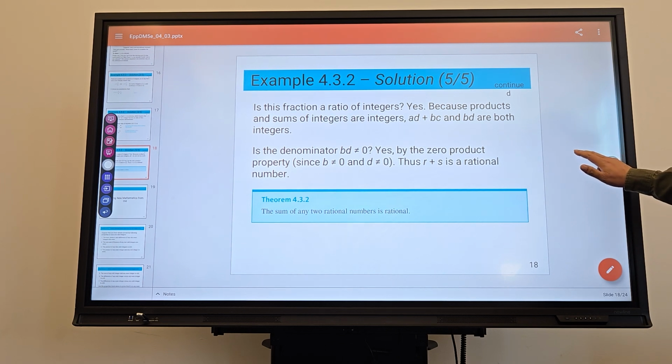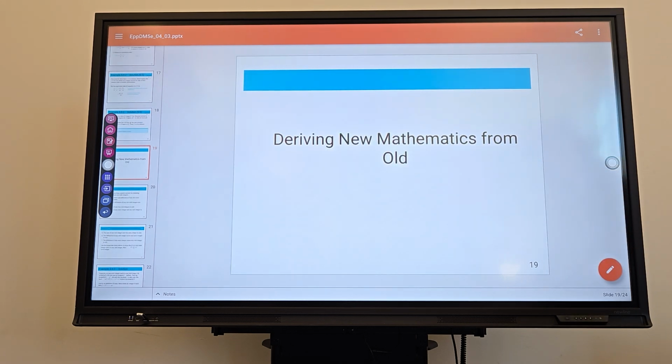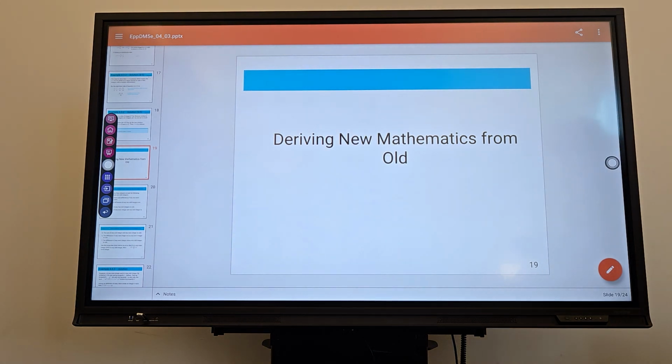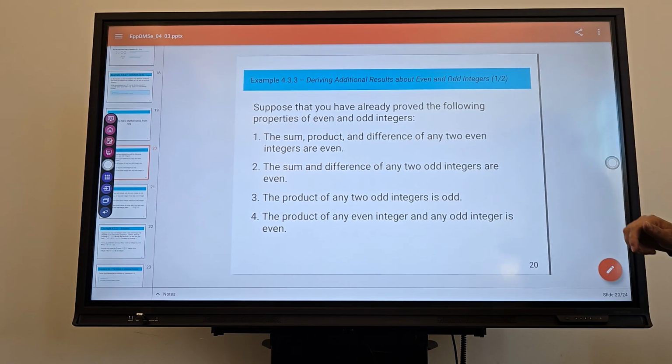So r plus s is a rational number. Deriving new mathematics from old. Suppose that you already proved the following properties of even and odd integers. The product and sum and difference of any two even integers is even. Sum and difference of any two odd integers are even. The product of two odd integers is odd. The product of any even integer and any odd integer is even.